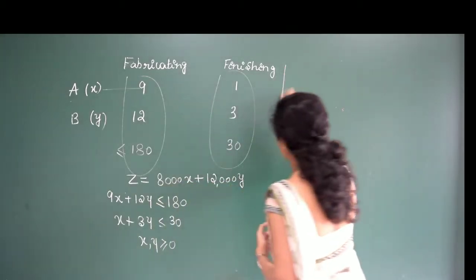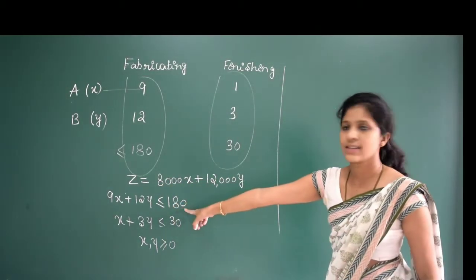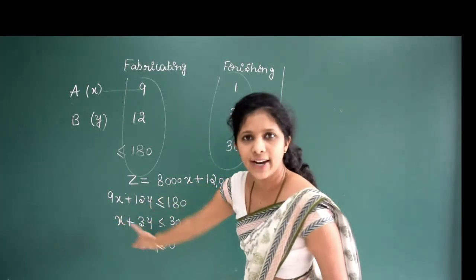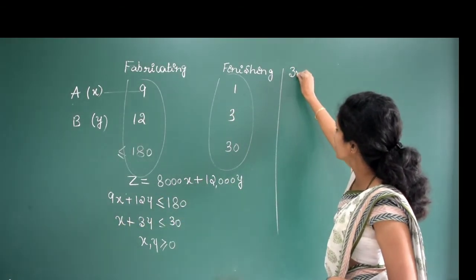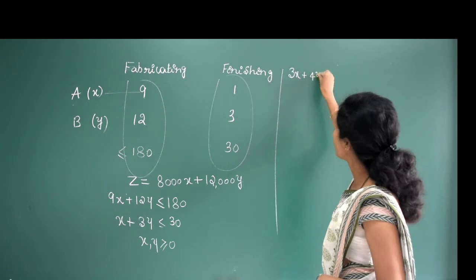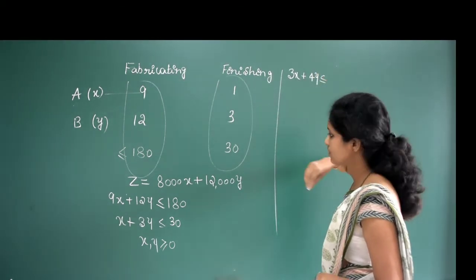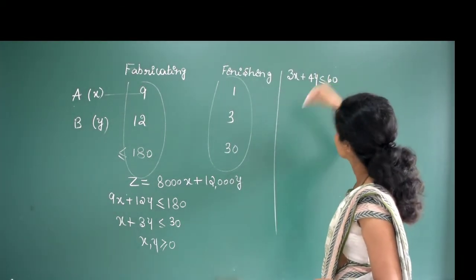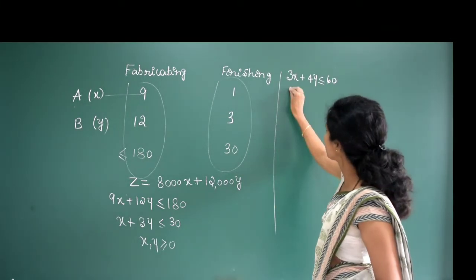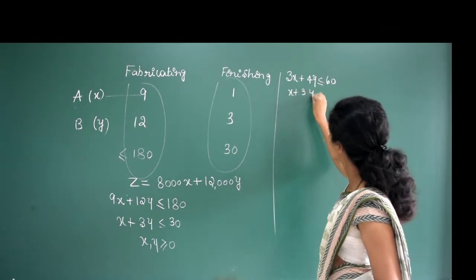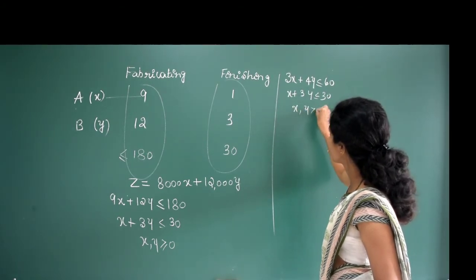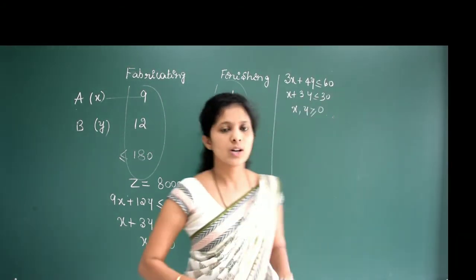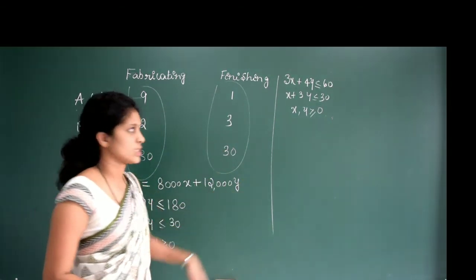So first equation, see, 9x plus 12y less than or equal to 180. So I can divide by 3, right? So that equation will be simplified. So this is now 3x plus 4y less than or equal to 60, right? The second as it is, that is x plus 3y less than or equal to 30, and the values of x and y both are greater than or equal to 0. Okay, simplify. I think you can solve this one.